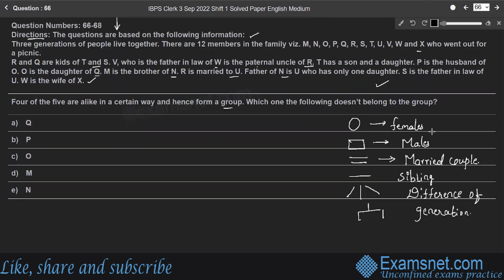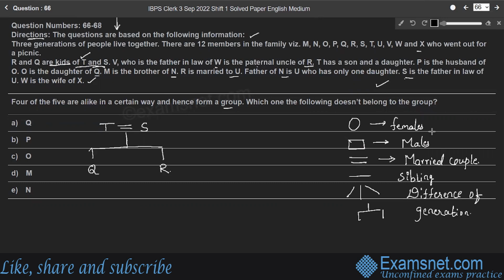Let us start with the first one. R and Q are kids of T and S. So T and S are a married couple. They have 2 kids, R and Q. We don't know the gender of T and S here. So the first point is over.